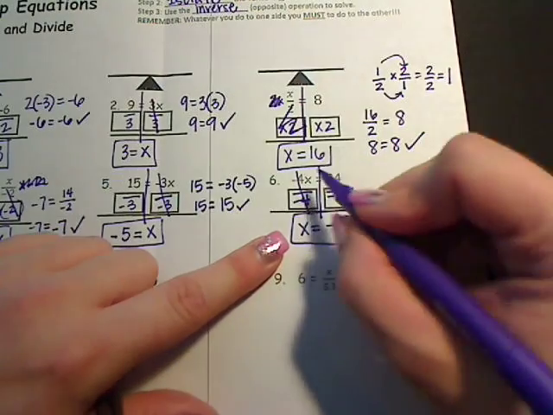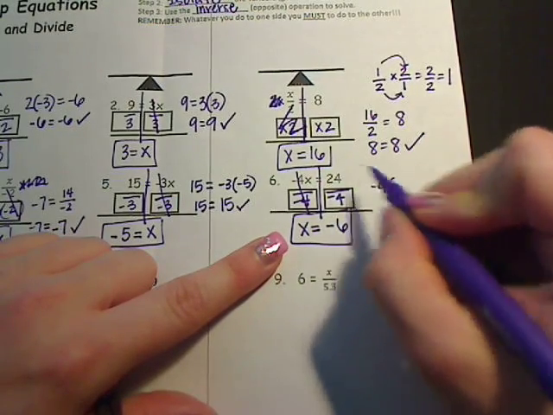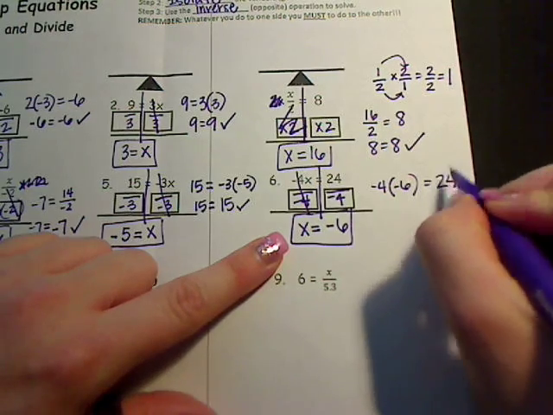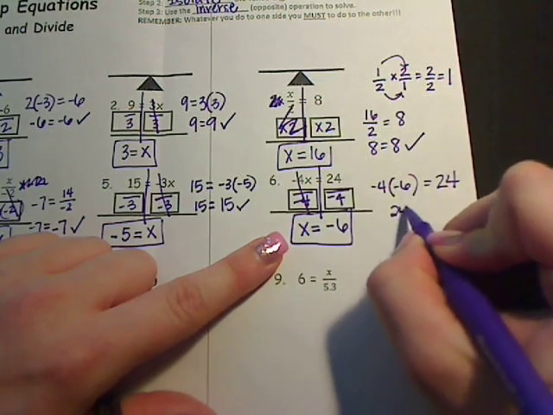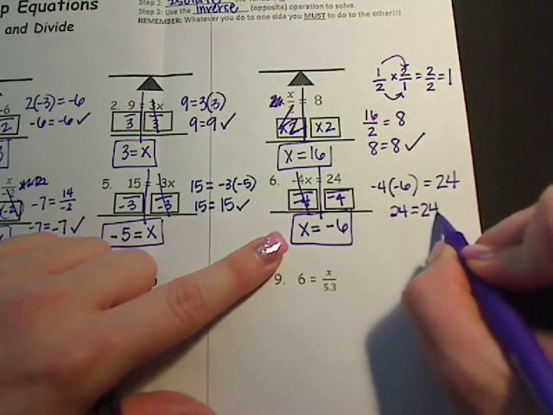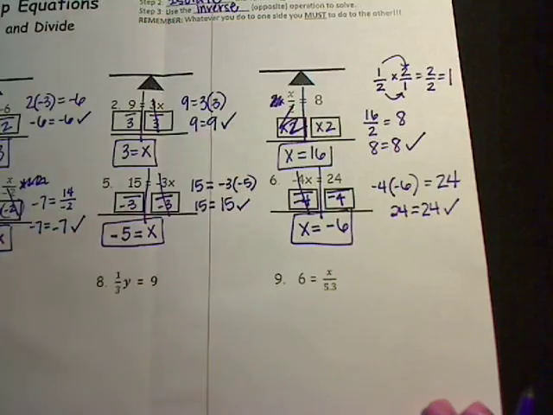Plug it back in. -4 times -6 should equal 24. 6 times 4 is 24, and a negative times a negative is a positive. So 24 does equal 24. So we did that right.